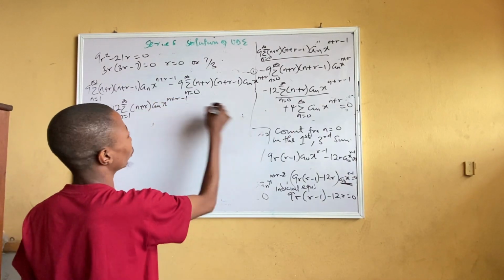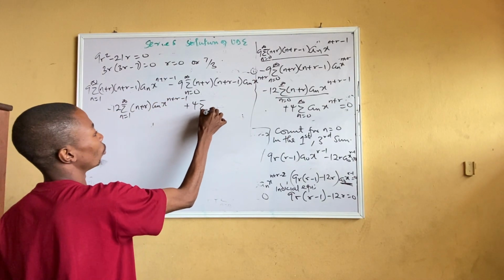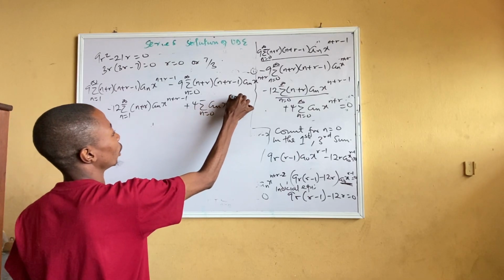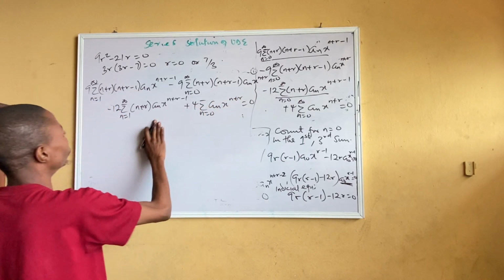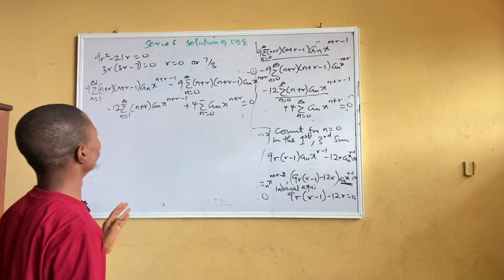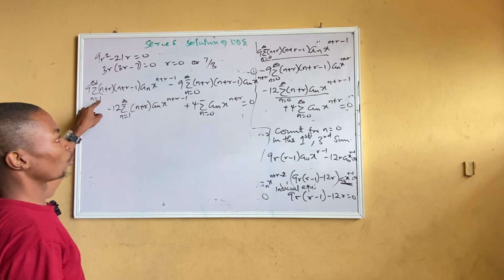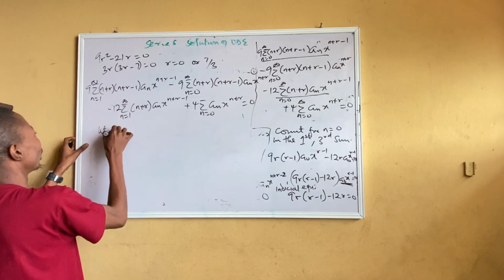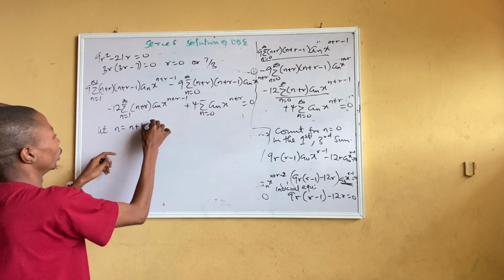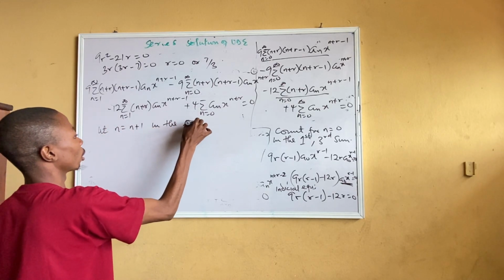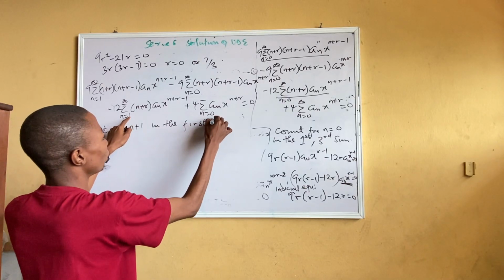And the last one, we did not touch that one. Plus 4 summation n from 0, a n x raised to power n plus r, all equals to 0. So what's the next thing to do now? Then, if this series is starting from 1 now, we can say that let n equals n plus 1 in the first and the fourth and the third sum.